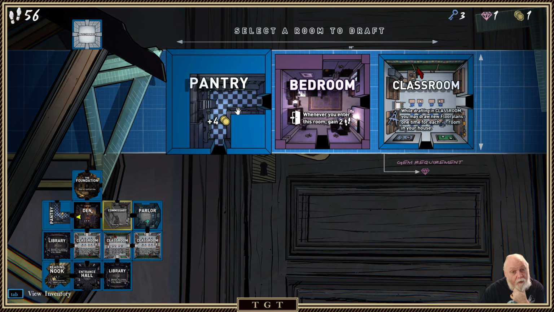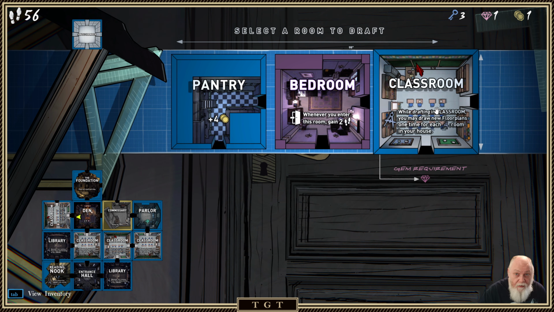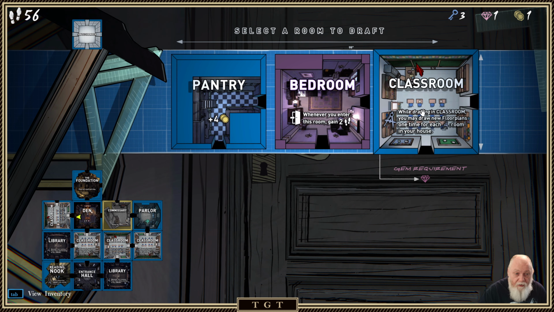Although pantry, see, 4 coins plus 1 coin is 5 coins, which is not enough for a sledgehammer, which costs 8. So you know what I could do? I could use the key. Okay, we're going to go ahead and do this.